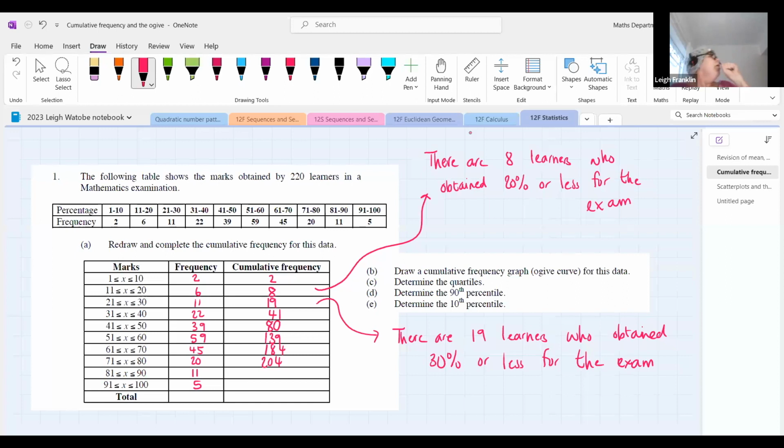Sorry, beg your pardon. Grade 12s. Now we need to add 11 to that. That gives us 215, and another 5, and it adds up.